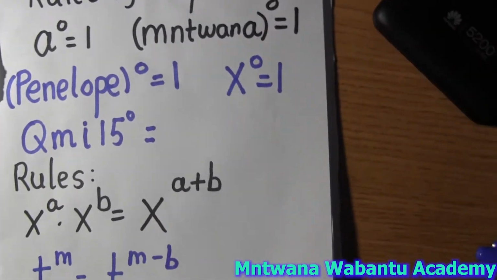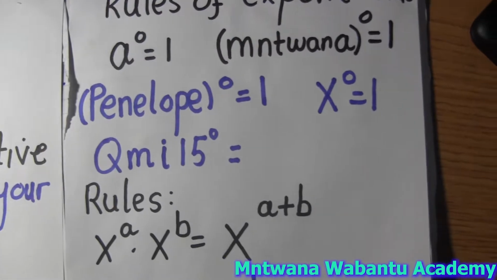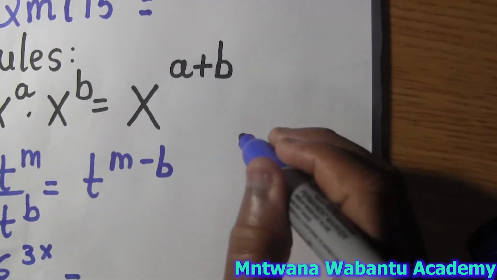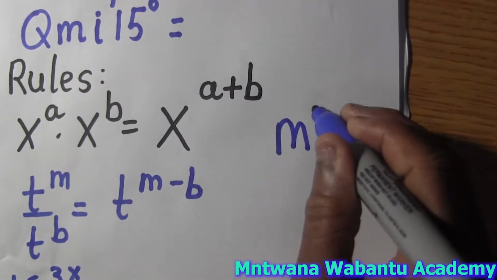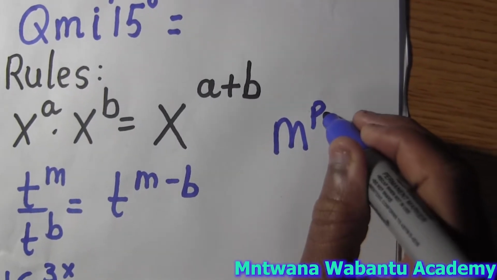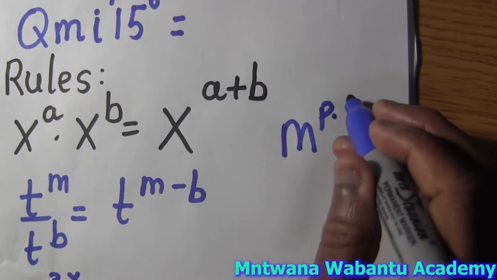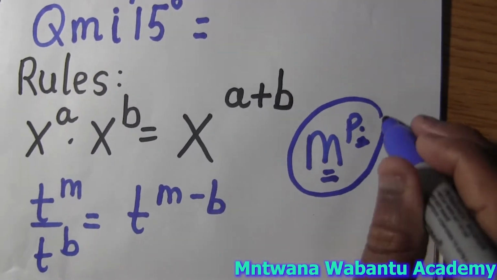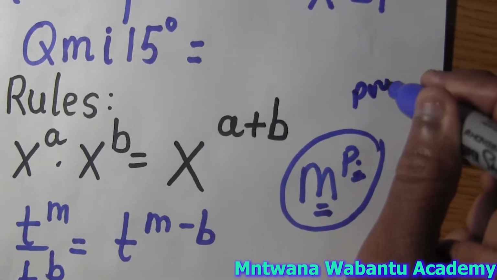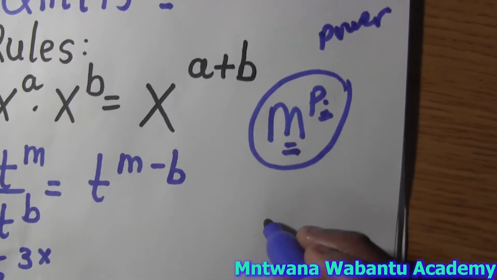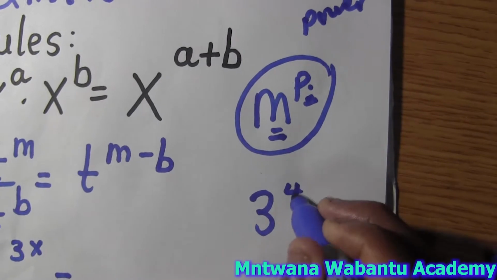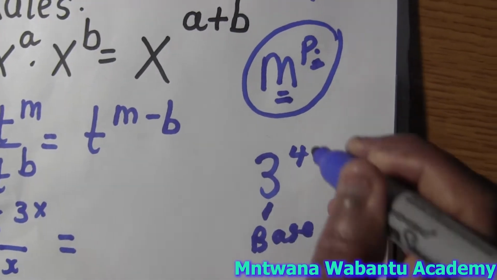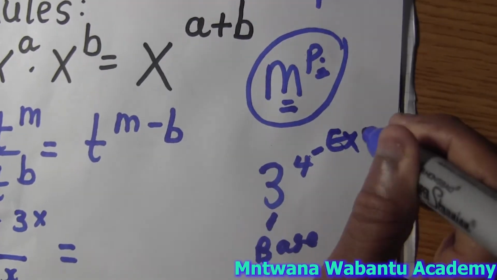If you have something like this, for example, m to the power p, where m can be any number and p can be any number, I'm just taking some random variables. This is the base and this is the exponent, but all of this together is called the power. So if somebody says 3 power 4, this is the base, and the one on top is the exponent.